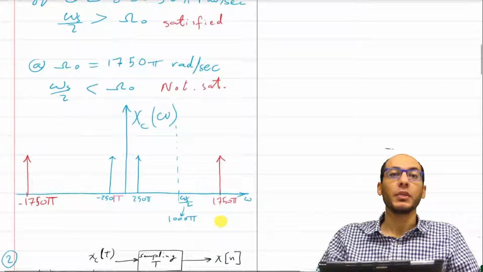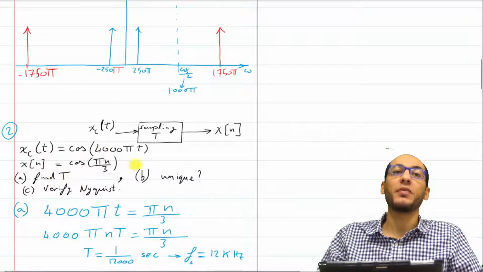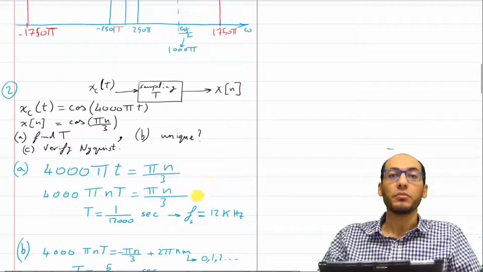Let's have a look at the second problem. The second problem is similar, and it's asking us to find the sampling frequency given the signal frequency in the continuous and in the discrete domain. We would like to find what the value of T is, and find whether it is unique or not.